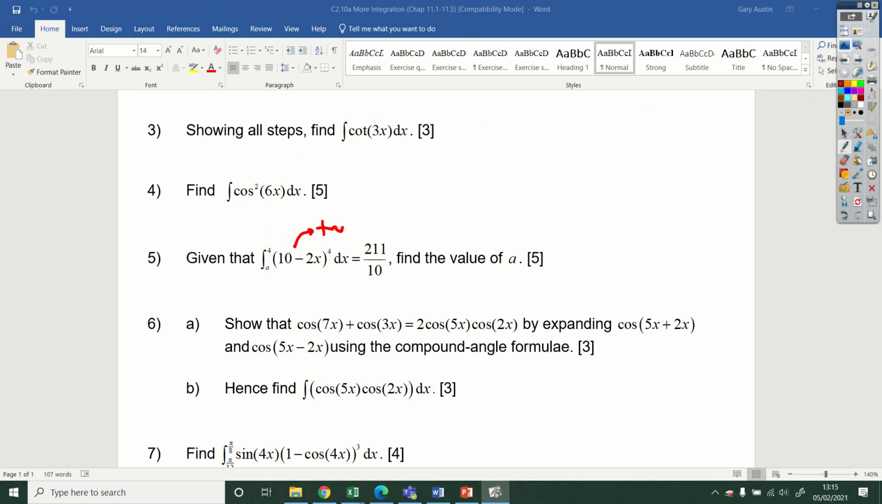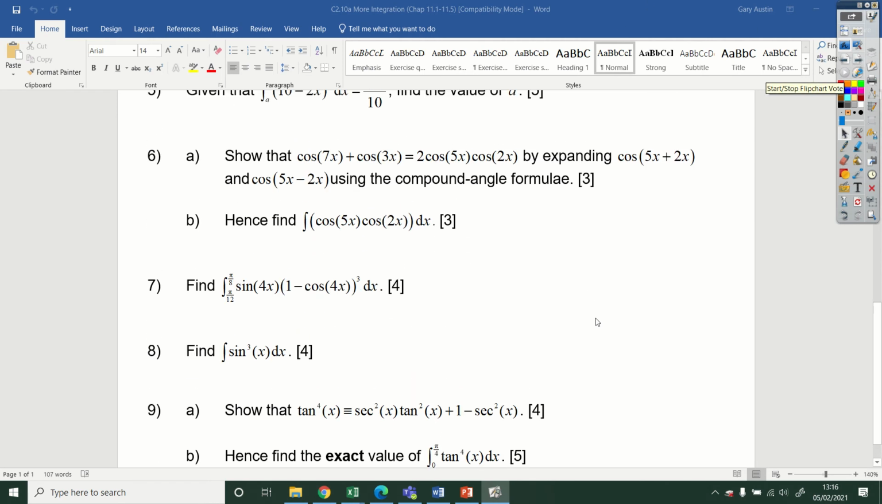So try something sensible. Something that you think would roughly differentiate back to this again. Okay, or if you're stuck, then U substitution will help you out as well. Okay, it's normally quite clear what the U substitution is going to be for this case. And then do some form of equation, take away, and then equate it to 211 over 10 and see what a is.